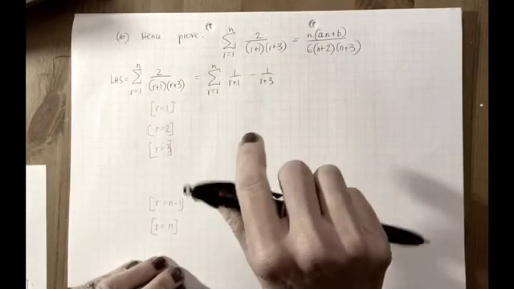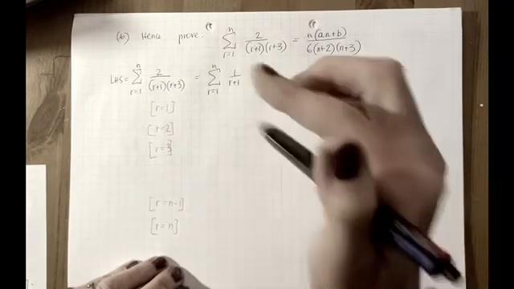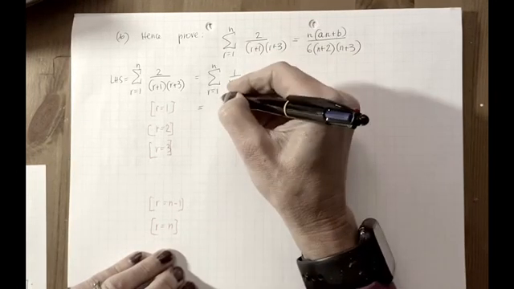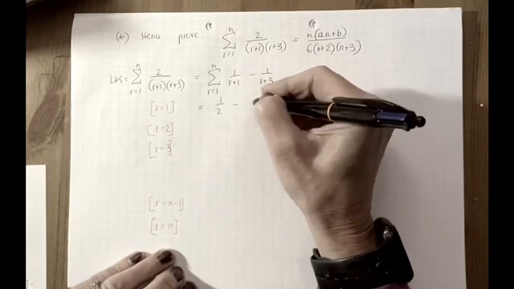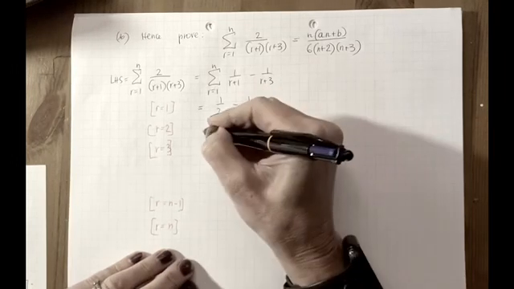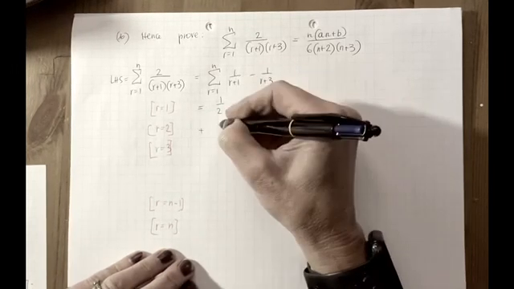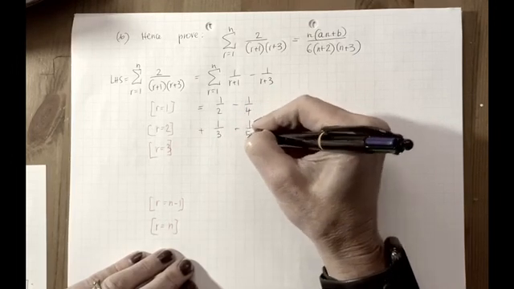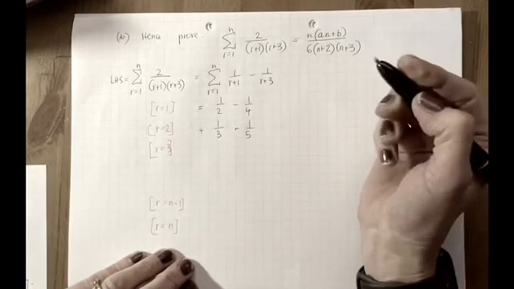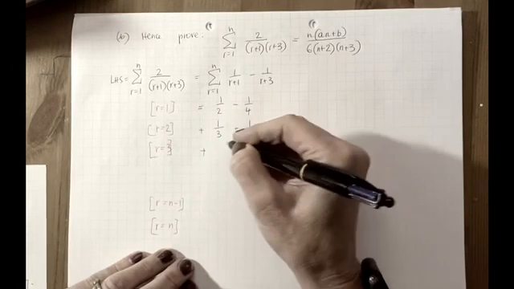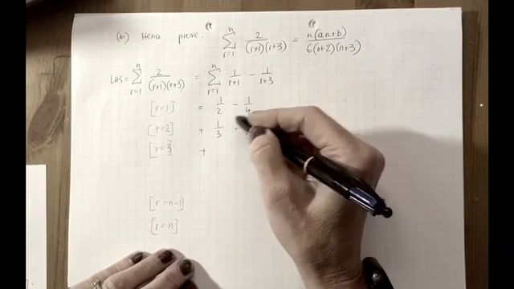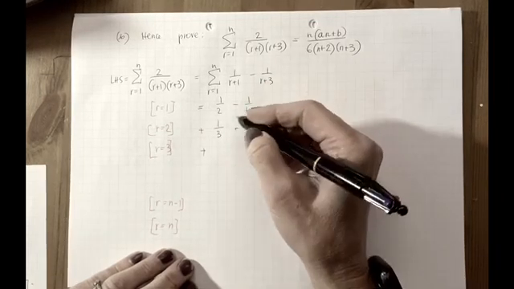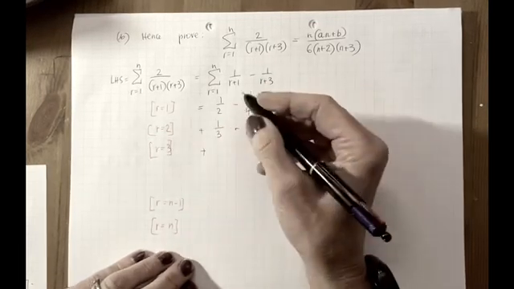expanded. So the sum of all nth terms is equivalent to the first term. The first term is 1 over 2 minus 1 over 4, plus the second term, which is 1 over 3 minus 1 over 5. Notice there's no terms that cancel, so it's a good job we've gone up to the third one. If you don't find any pattern, you need to carry on and do more terms than we normally do, but this one we normally do 3 anyway.